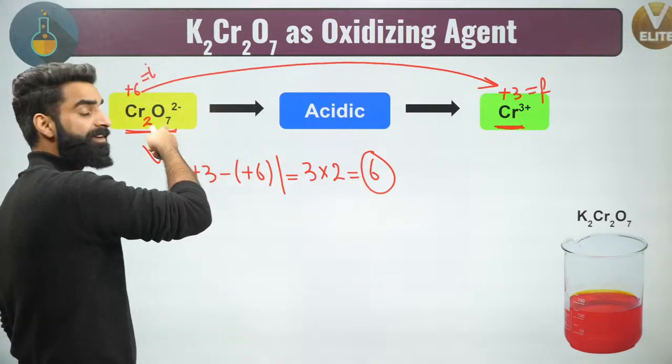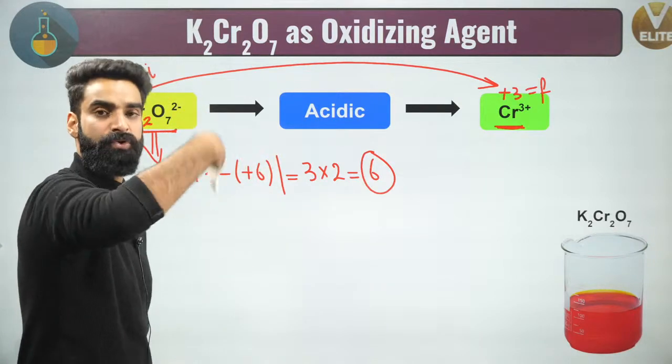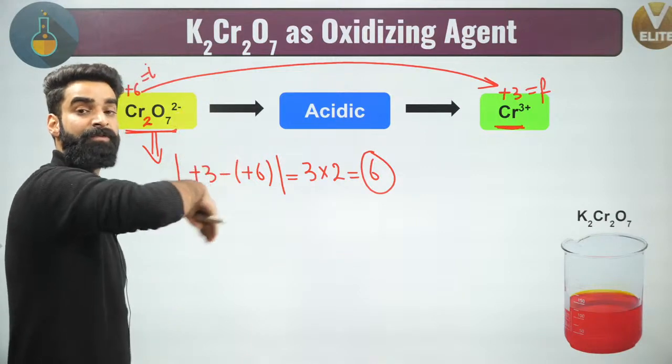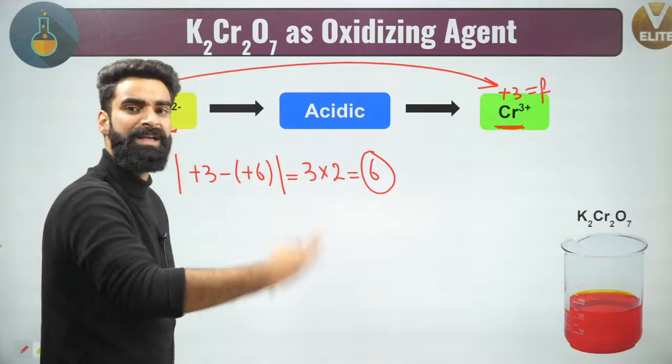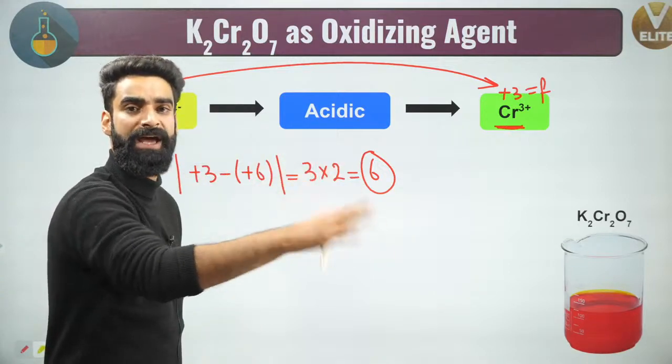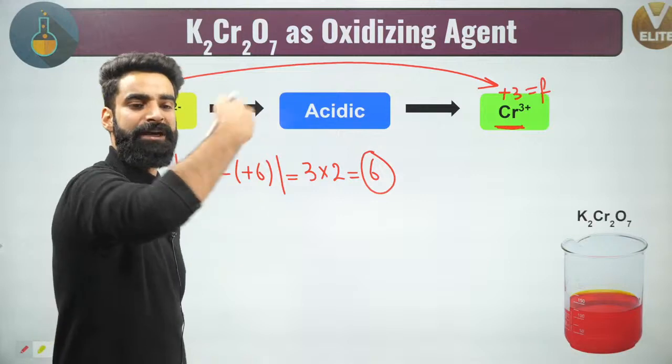Similarly, your Cr2O7 2-, it's going to convert Fe2+ to Fe3+. Similarly, it will be converting Sn2+ to Sn4+. Similarly, it will be converting H2O2 to O2. Similarly, it will be converting SO2 to SO4 2-. Similarly, it will be converting I- to I2.